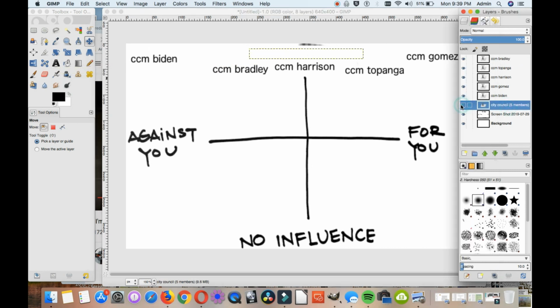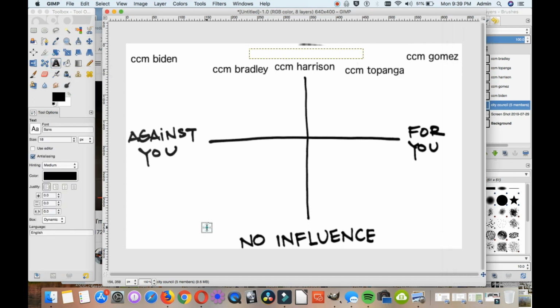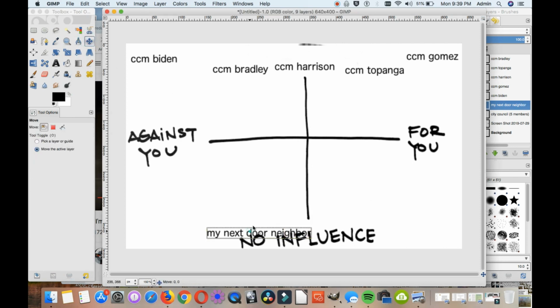I'm going to get rid of this whole thing because now we have really specific names. In the no influence section, I'm going to throw a couple of curveballs at you. So my next door neighbor. This is something to think about: does my next door neighbor actually have no influence? It depends. My next door neighbor could send an email to the whole council. Let's say they're on my side, they have a bumper sticker that says anyone but Trump 2020 or something, and you're like, okay, they're liberal, they care about climate change.